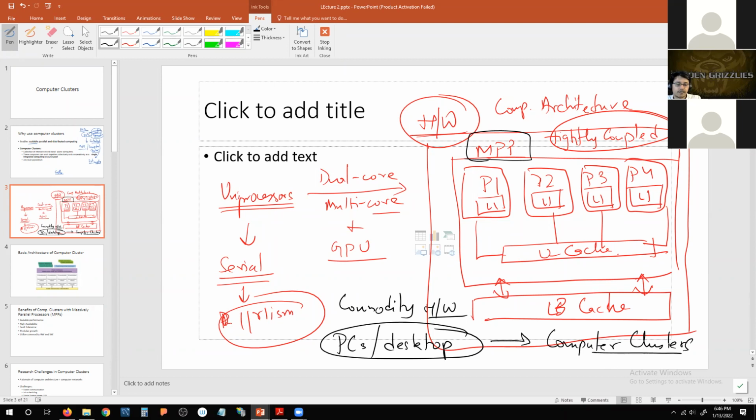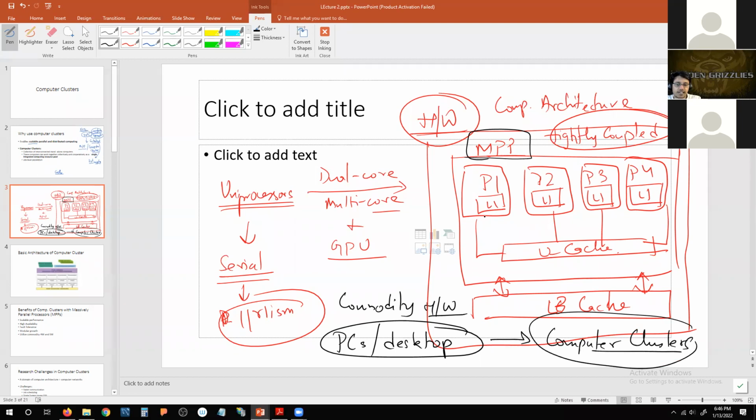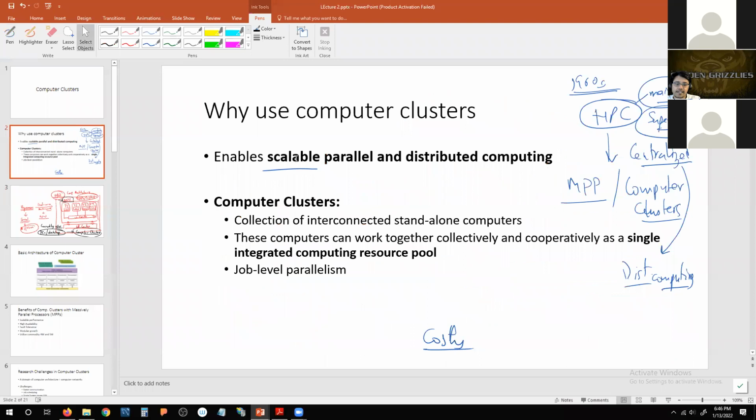Essentially, we used computer clusters that incorporated the notion of massively parallel processors in order to replace the older generation supercomputers and mainframe computers that were dedicated to specific applications and used for high performance computing. So overall, the idea behind computer clusters is to enable scalable parallel and distributed computing. Parallel is coming from MPP, and distributed computing is coming from computer clusters. And the scalability is coming from the usage of commodity hardware.